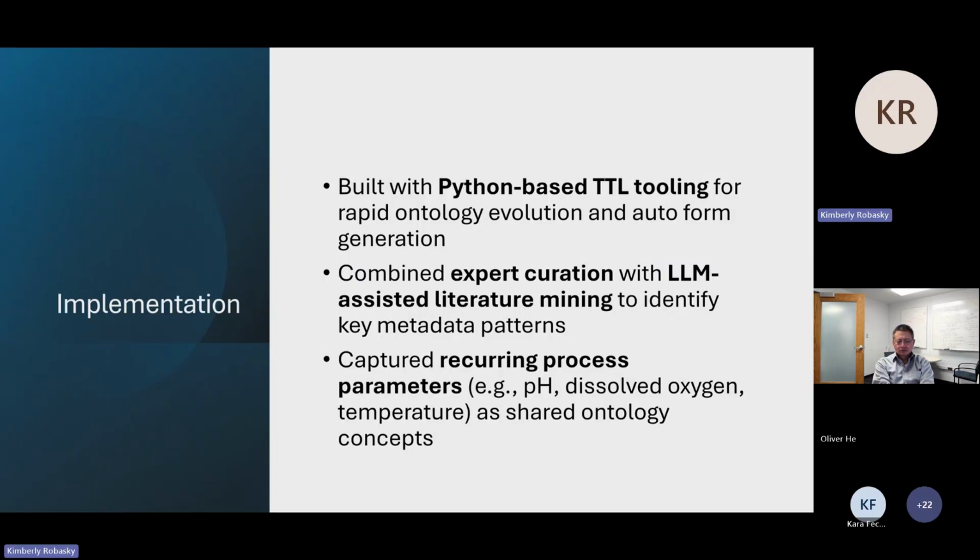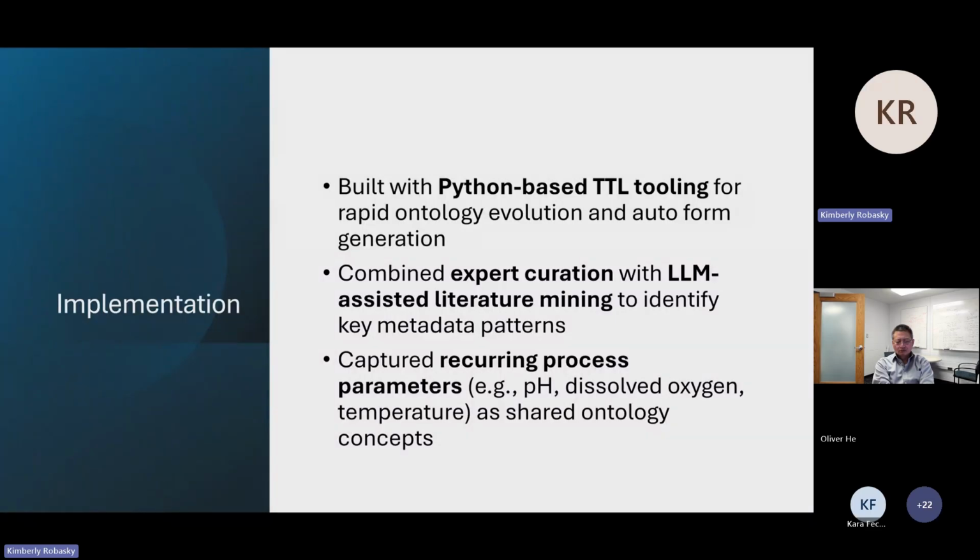MICBO is implemented using a lightweight Python-based Turtle workflow. So this setup allows us to evolve the ontology quickly as new concepts and relationships emerge, while also supporting an automatic generation of metadata web forms or templates for data entry that are consistent with the schemas and the ontologies.